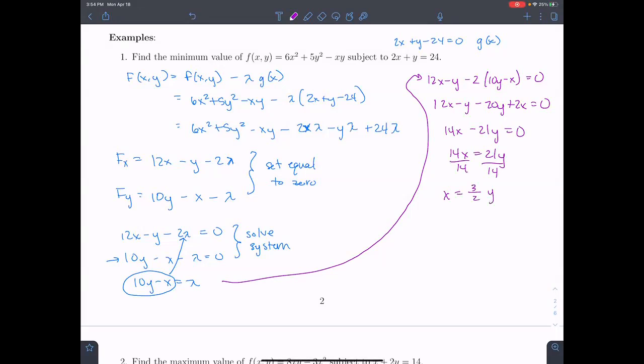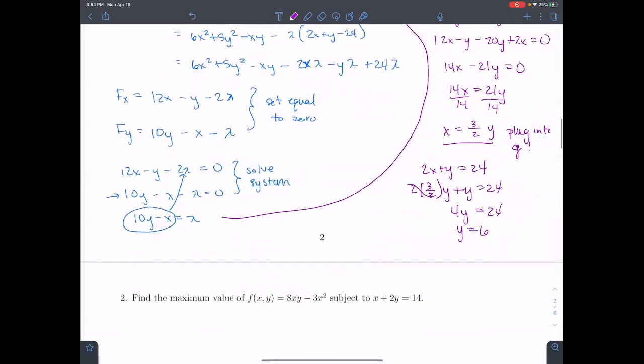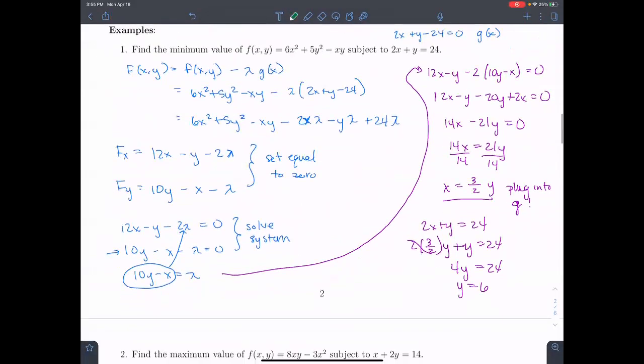And then we're going to take this and plug into g. Well, we'll plug it into the restraint. So 2x plus y equals 24. So 2 times 3/2 y plus y equals 24. So 3y plus y is 4y. So y is 6.